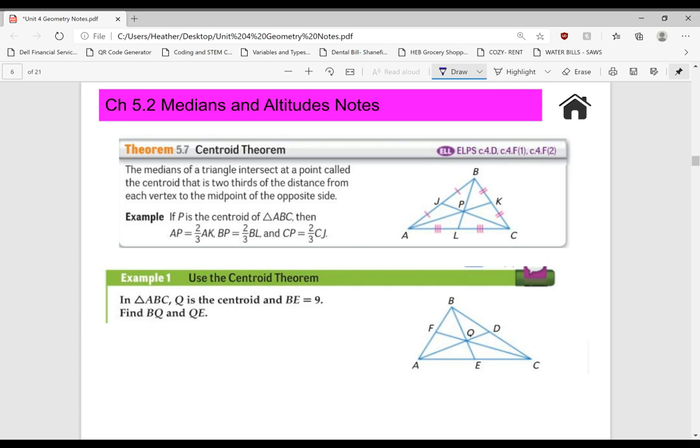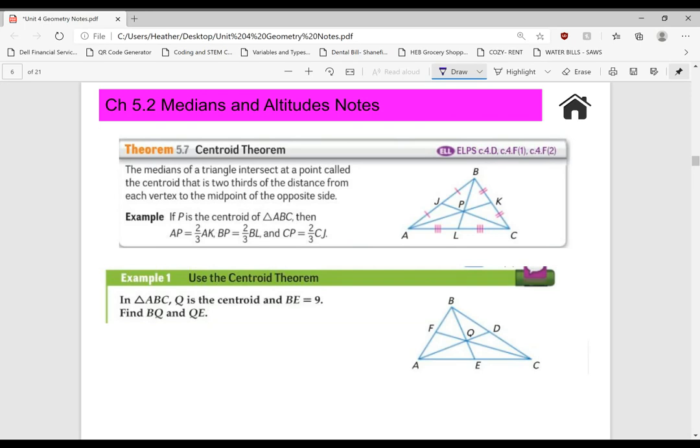Good morning, guys. We're going to start chapter 5.2 notes, which is over medians and altitudes. Looking at the first theorem, we have the centroid theorem that states the medians of a triangle intersect at a point called the centroid. That is 2/3 of the distance from each vertex to the midpoint of the opposite side.